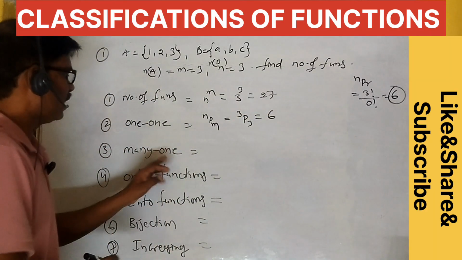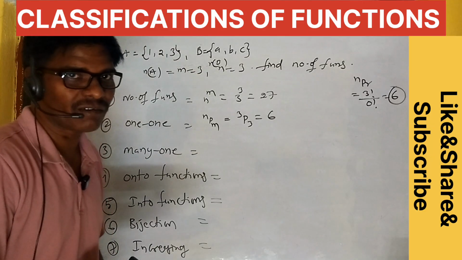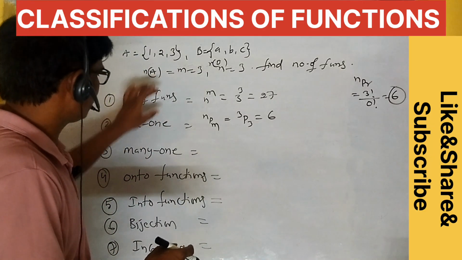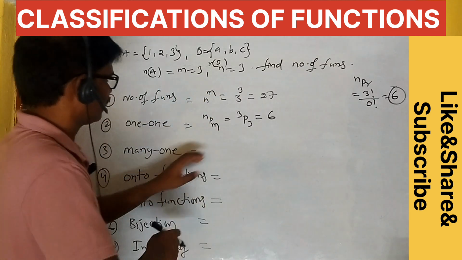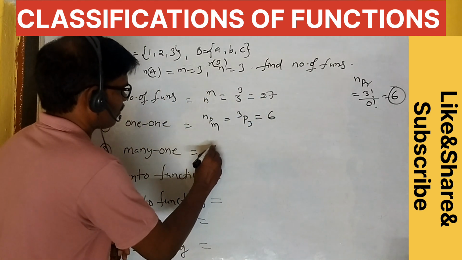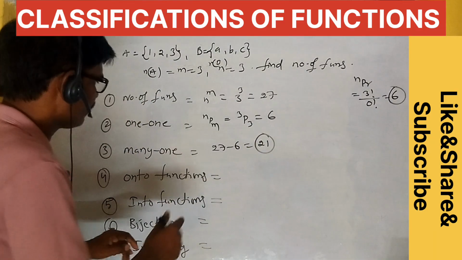Okay, next, many-one function. What are the many-one functions? Total number of functions minus one-one functions. Okay, total number of functions is equal to 27. 27 minus 6 equal to 21. 21 is the number of many-one functions. What is the formula for onto function?